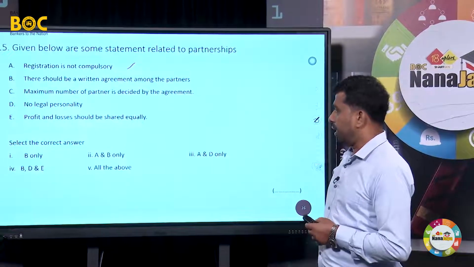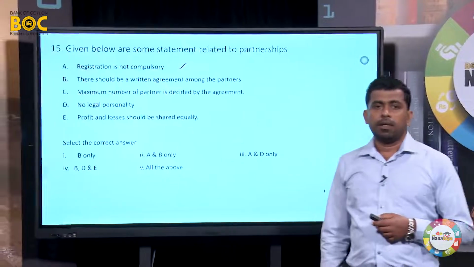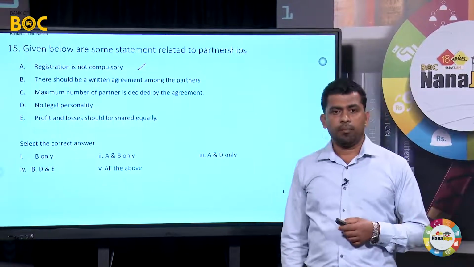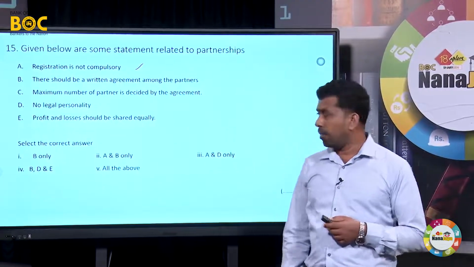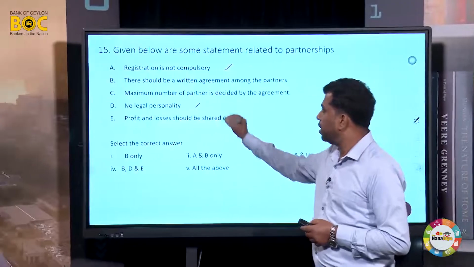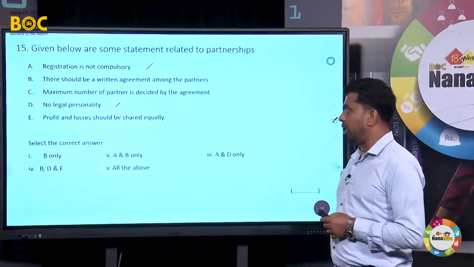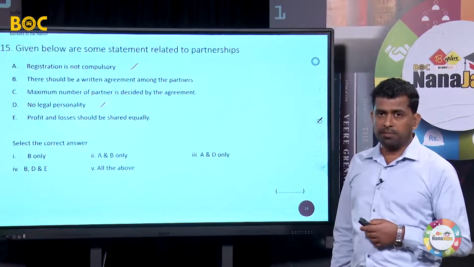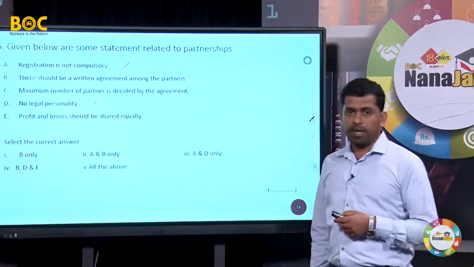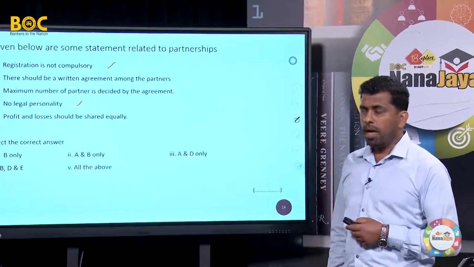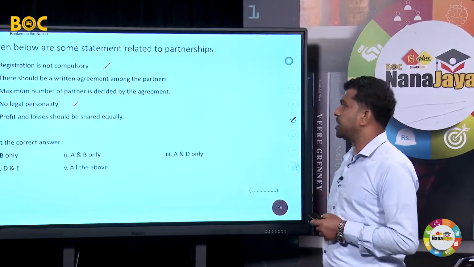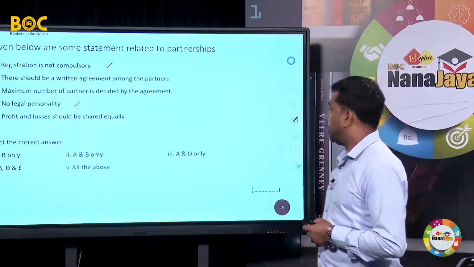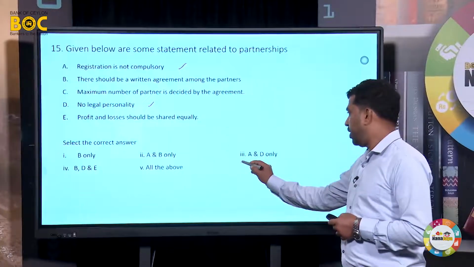No legal personality, it's correct. Suing and being sued should be done by the owners' names, not by the business name of the partnership. This is correct. Profit and losses should be shared equally. This is mentioned in section 24 of the Partnership Ordinance, but it is not a compulsory requirement. It can be changed according to the agreement. By considering these facts, we can take A and D as the relevant options for question number 15.